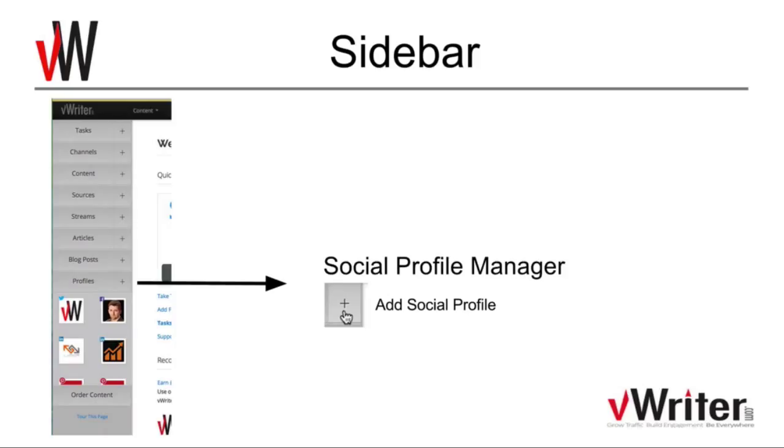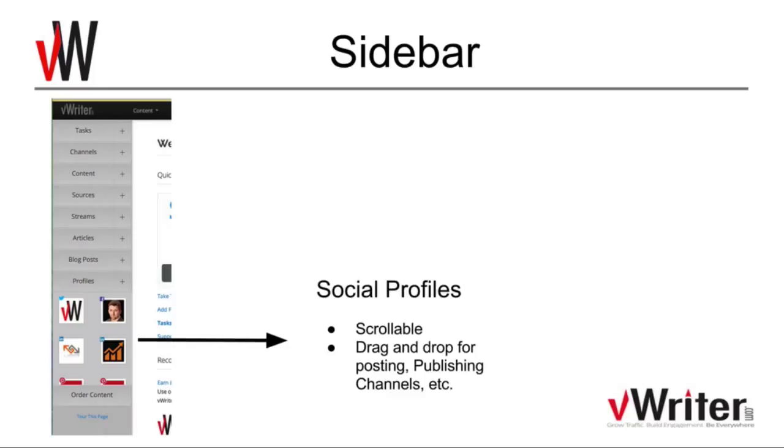All these functions are also on the top menu, but the sidebar gives you really quick access to all of these things. The social profile panel, similar to how it was before, is a scrollable panel once you get more than a few in there, and you can drag and drop these social profiles for things like posting. So when you set up an individual post for publishing channels, you can drag and drop there. If you want to remove a profile as well, you can drag and drop it back onto that sidebar, for example, from the channels manager, if you want to make any changes from there.